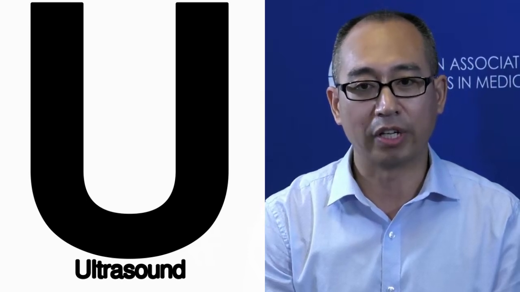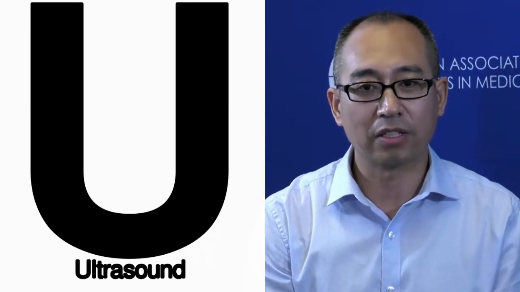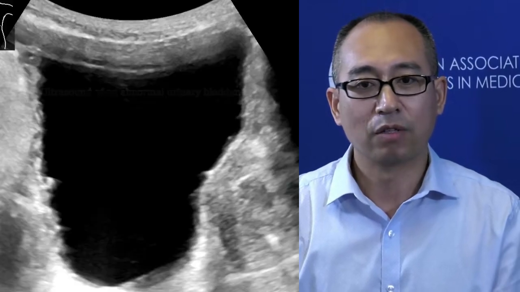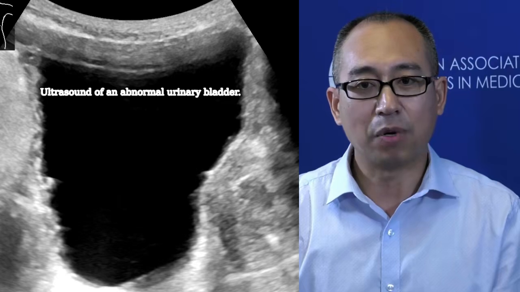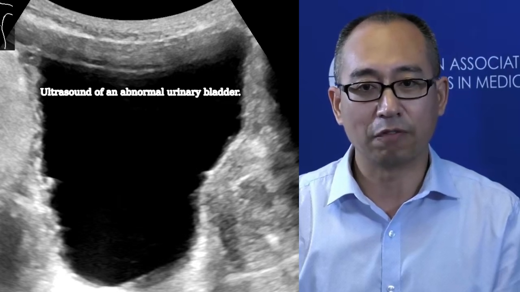U is for ultrasound. An ultrasound scanner works by sending high-frequency sound waves from a probe into a patient's body and measuring reflections of those waves from tissue boundaries. When sound waves encounter a tissue boundary, such as the surface of an organ, some waves reflect, meaning they bounce back from the boundary. Such a boundary is called an acoustic interface.